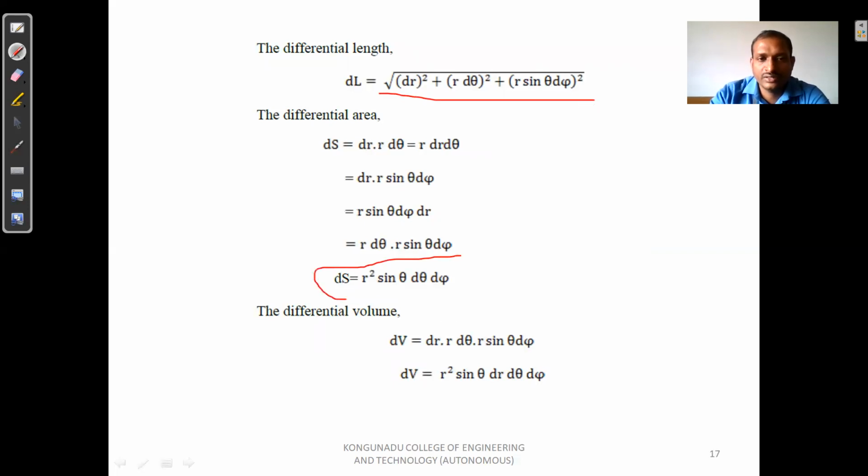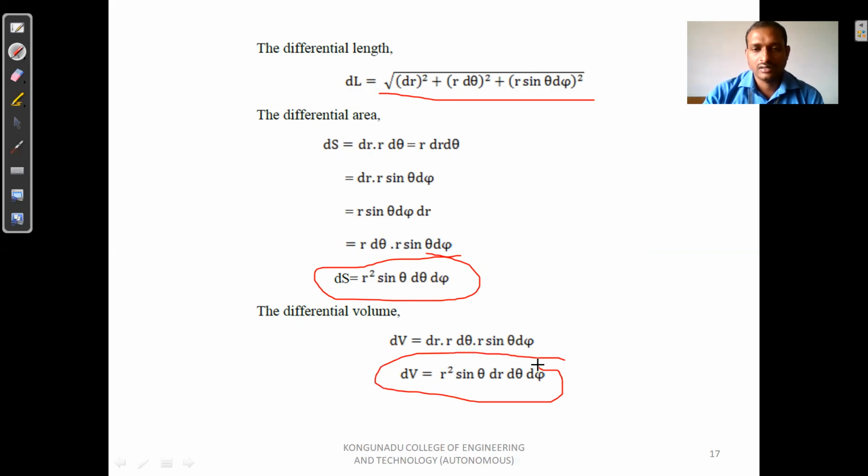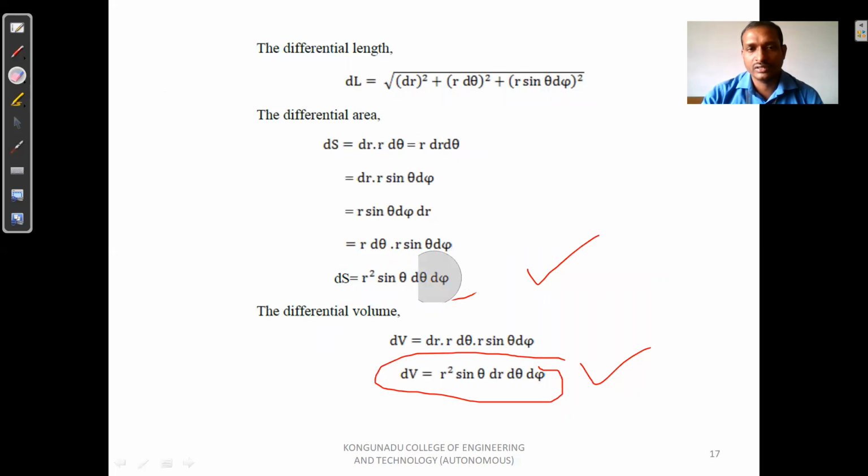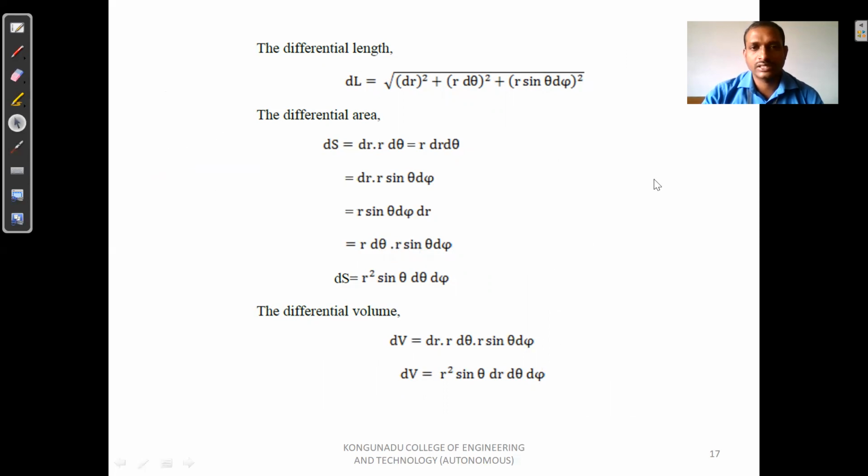The general formula for differential surface is r square sin theta d theta d phi. The differential volume is dv equal to r square sin theta dr d theta d phi. So these are the three formulas: differential length, differential surface, and differential volume. So we discussed the different coordinate systems: first the Cartesian or rectangular coordinate system, second the cylindrical coordinate system, and third the spherical coordinate system.